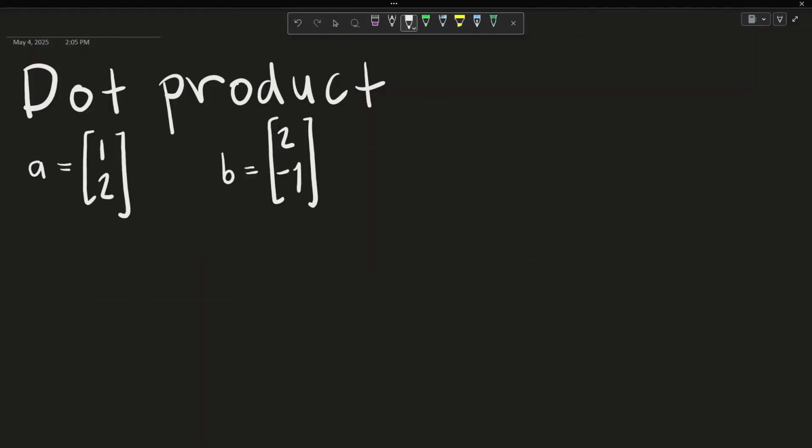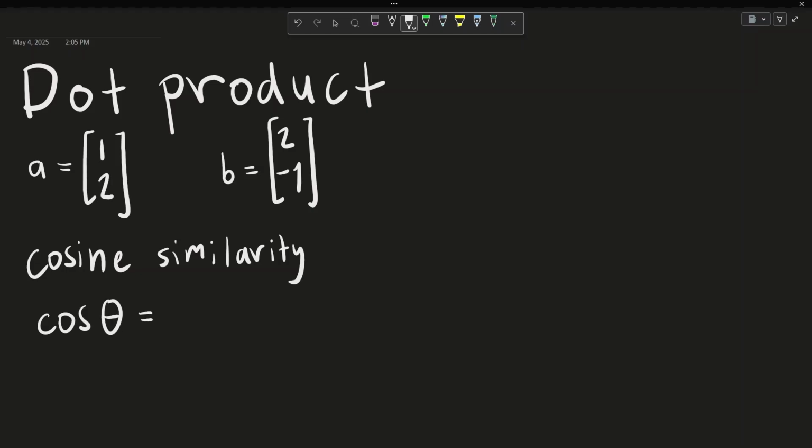To further incorporate this idea of angles, let's introduce the concept of cosine similarity. Cosine similarity is given by the formula cosine of the angle theta, where theta is the angle between vector A and vector B. So cosine of the angle theta is given by A dot B divided by the magnitude of A times the magnitude of B. So you can feel free to attempt to find the cosine theta of the angle between A and B.